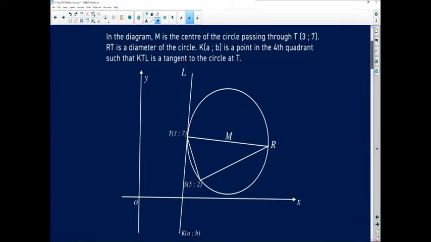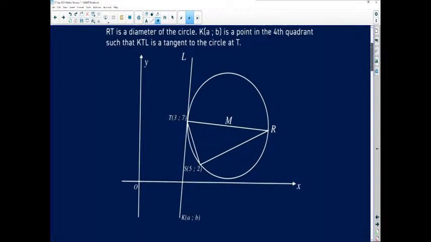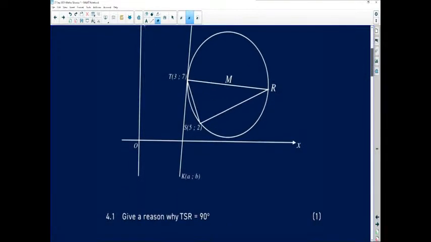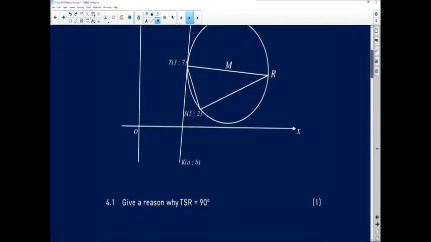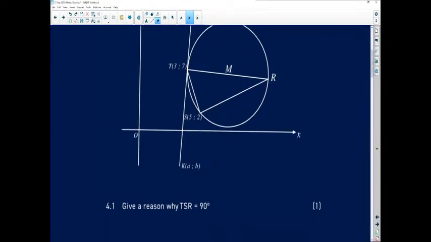Okay, such that KTL is a tangent to the circle at point T. Right, awesome stuff. Okay, so the first question says, give a reason why angle TSR is equal to 90 degrees. Give a reason why the angle that you have at point S is going to be 90 degrees.